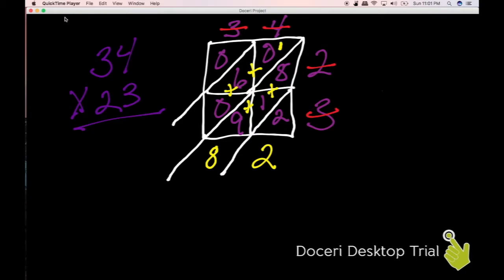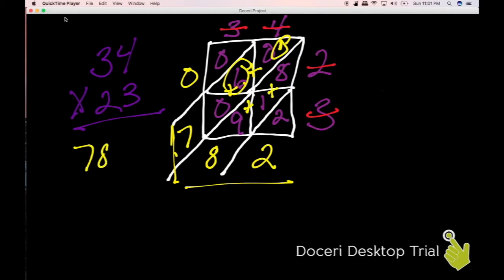So now we have 1 plus 6, which is 7. Because we added the 1 and the 6. 1 plus 6 is 7, and it's 0 here. So here's our answer: 782.